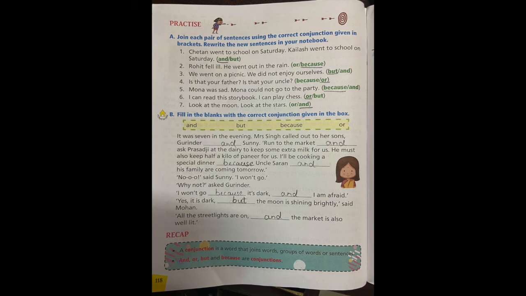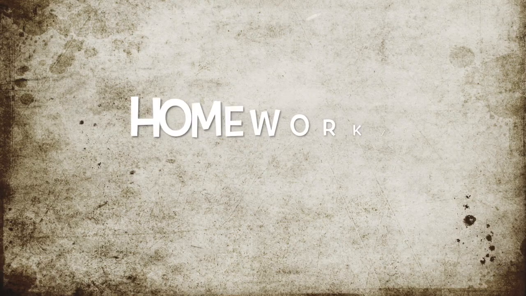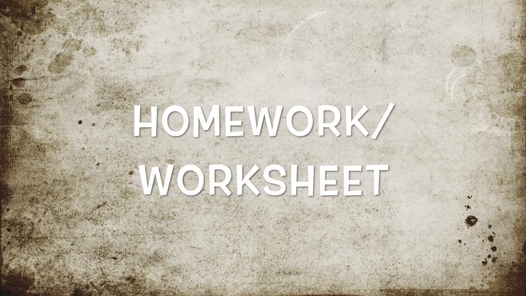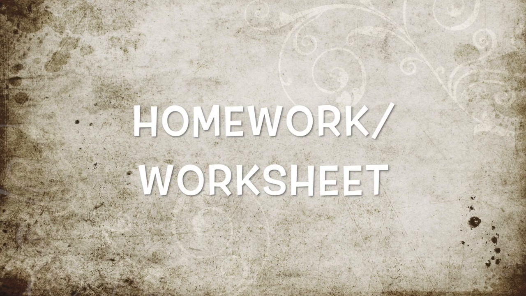So what did we learn in this chapter, children? That a conjunction is a word that joins words, groups of words, or sentences. And what are these conjunctions? And, or, but, because. So there is a worksheet related to this chapter in the link provided below. Open the PDF, complete the worksheet.